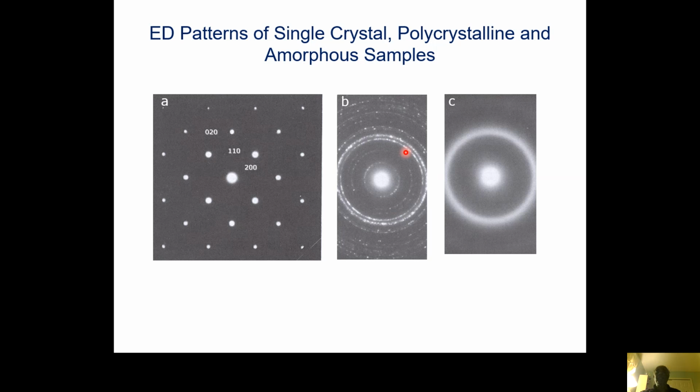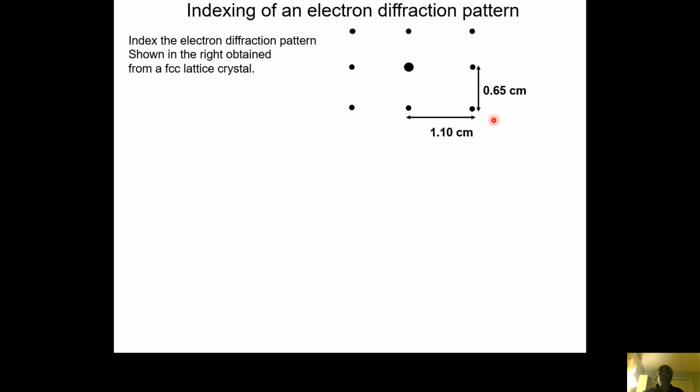But if you have amorphous material, there are no dots, but it shows these fuzzy circles like that. So by looking at the diffraction, you can definitely tell what kind of diffraction or crystalline structure you have. You can easily tell whether it's single crystalline, polycrystalline, or amorphous.